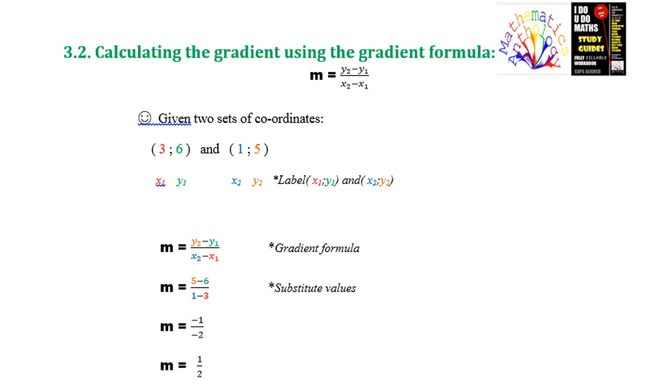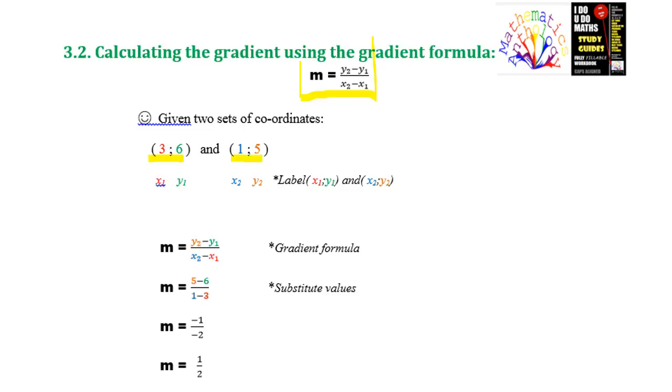You can also calculate the gradient using the gradient formula. Now the gradient formula is here. It's an equation which is m is equal to y2 minus y1 over x2 minus x1. Now you can use this formula if you are given two sets of coordinates or 2 points. The example here, we are given two sets of coordinates. The first one is 3 and 6, and the second one is 1 and 5.